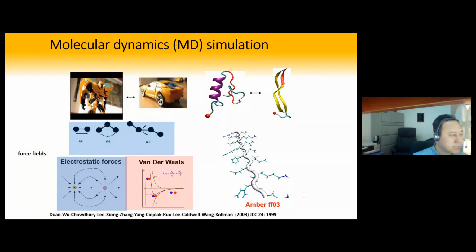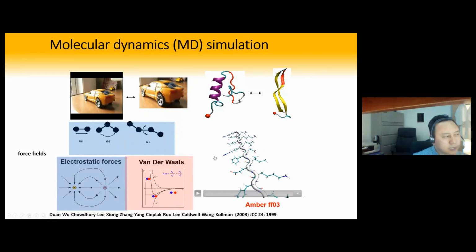Okay, so for this, I want to remind you, to see the simulating the dynamic of the biologic system, well, the principle is very simple. Just look like this transformer. It can change the shape and its function. So now it's a car shape. It can run away, and when it's the robot, it's a fighting machine. So protein and biomolecule do the same things.